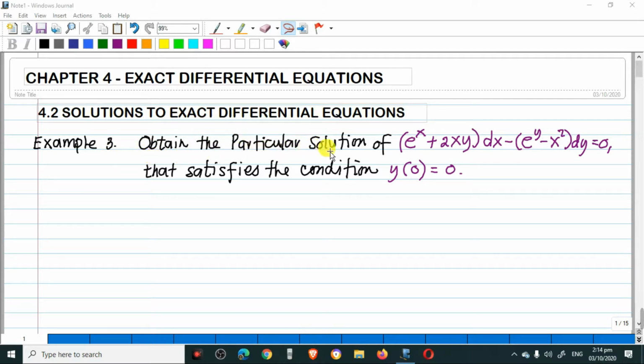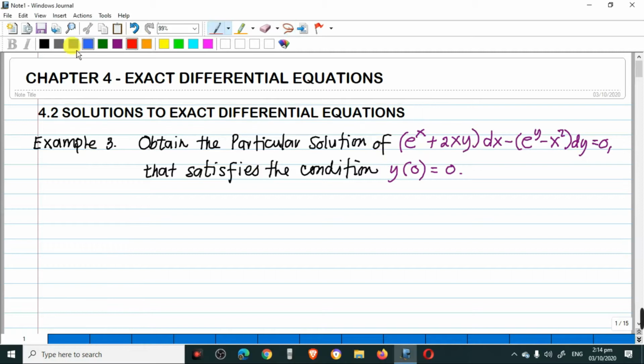Obtain the particular solution of this given differential equation that satisfies the condition y(0) = 0. So, ito yung ating given na DE: (e^x + 2xy) dx - (e^y - x^2) dy. So, first, let us prove if this DE is an exact differential equation.